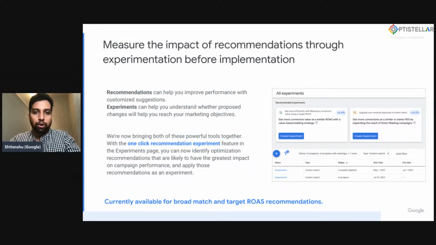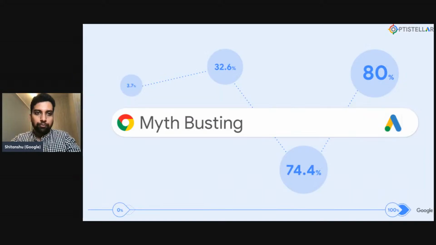For example, if you're opting into a different bid strategy, that'll be available for experiment, or if you want to upgrade your keywords and start using broad match, that will also be available as an experiment. So you can use experiments and wait for some time to see the impact that those recommendations have on your account, and then you can broadly apply it across multiple accounts or multiple campaigns.